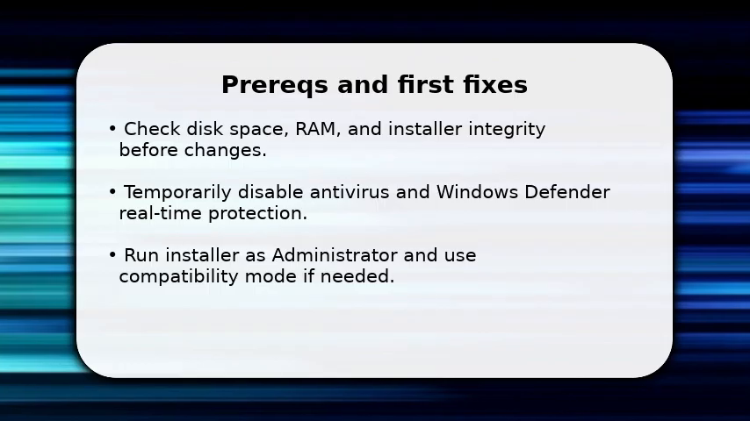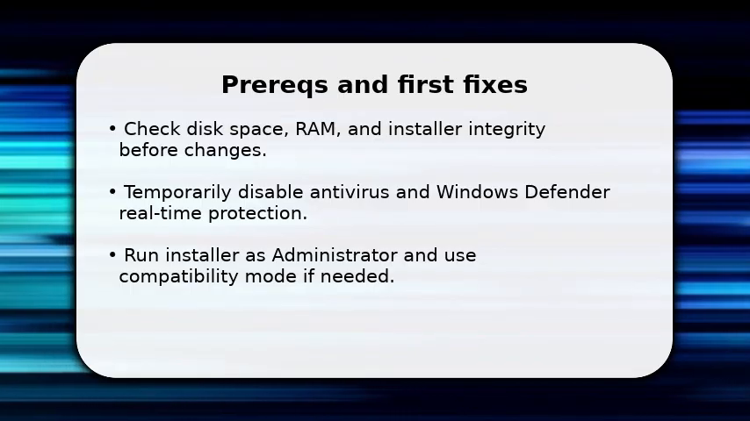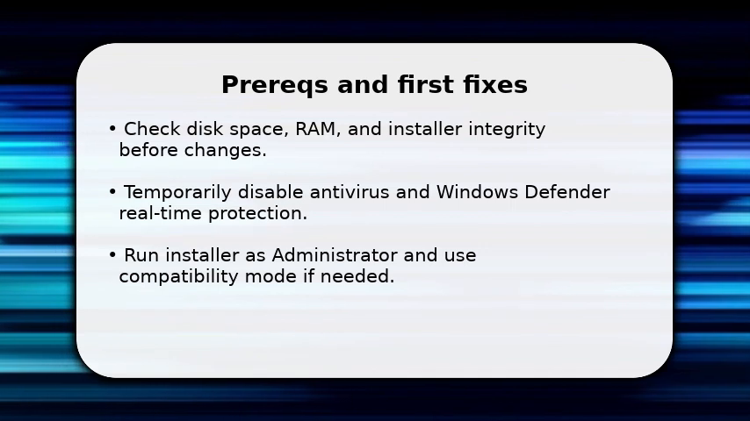Next, right-click the setup, choose Run as administrator, and if it's an older package, set compatibility mode for Windows 7 or 8. These early steps remove permission and interference causes. Do them now to ensure the deeper fixes will succeed.